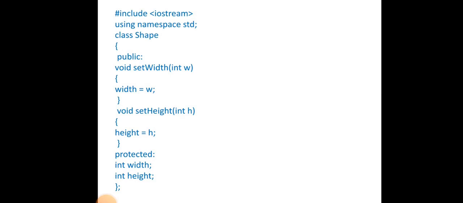In the class we have two member functions. One is set width and another one is set height. These two member functions are under the public access specifier. Inside set width and set height, we assign the values to the variables. And there is another access specifier inside the class save. Under the protected access specifier, there are two variable declarations, int width and int height.